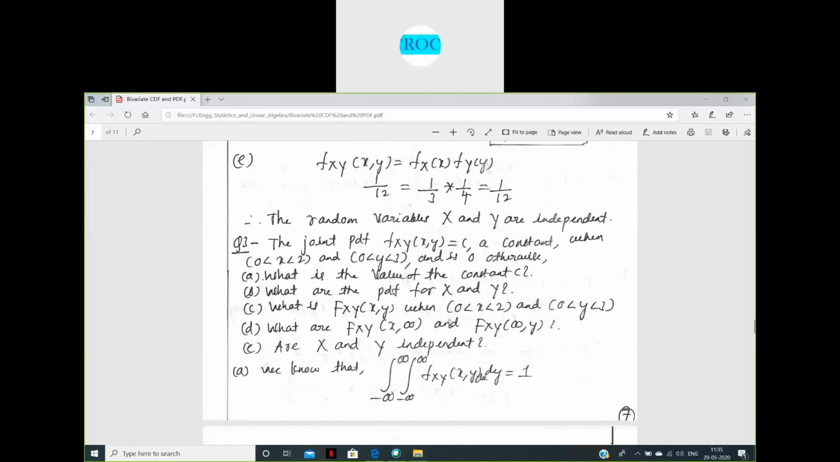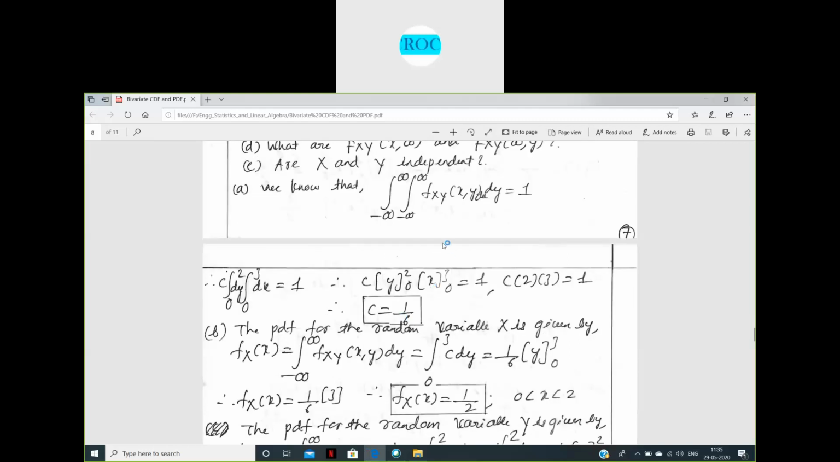Now we'll see the third problem. The joint PDF fXY of x comma y is equal to a constant c when x is less than 2 and y is less than 3, and is 0 otherwise. You need to find first a, the value of the constant c; b, the PDF for x and y; c, FXY of x comma y when x is less than 2 and y is less than 3, and FXY of x comma infinity and FXY of infinity comma y; and also you need to justify whether these two random variables x and y are independent.